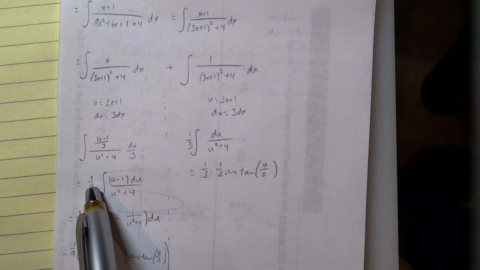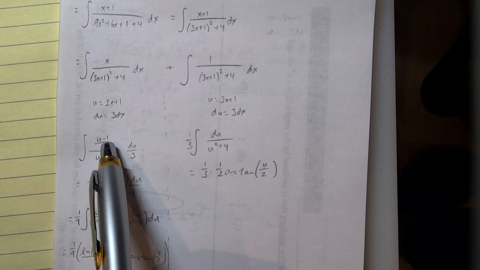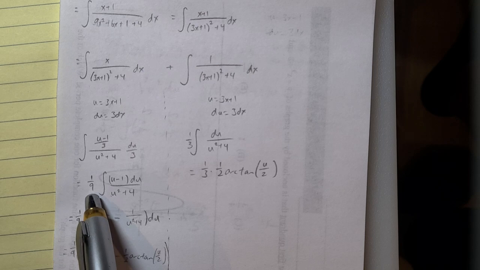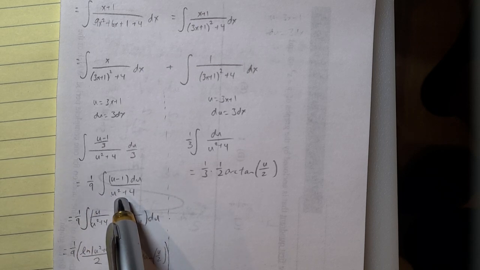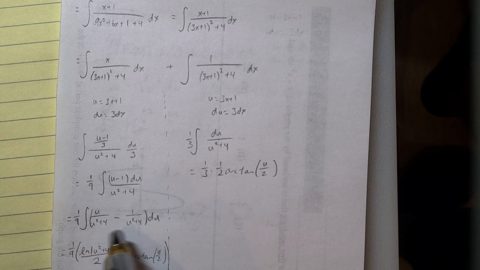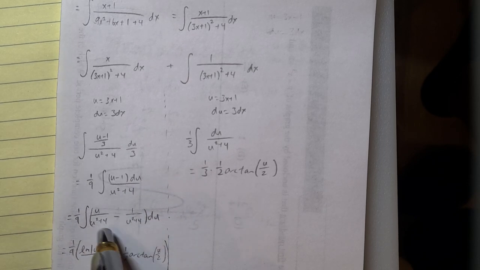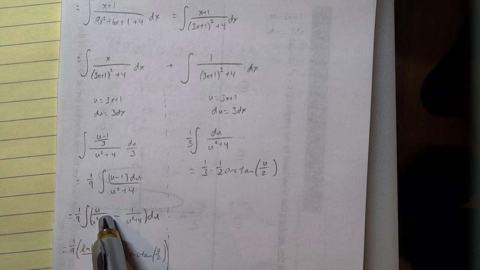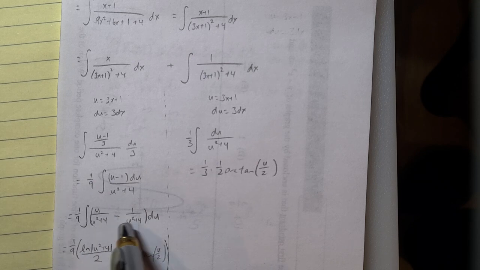So we can change it to 1 over 9, because this 1/3 and this 1/3 makes a 1/9, times u minus 1 over u squared plus 4 du. Now we break up the fraction once more: 1/9 integral of u over u squared plus 4 minus 1 over u squared plus 4, all by du.